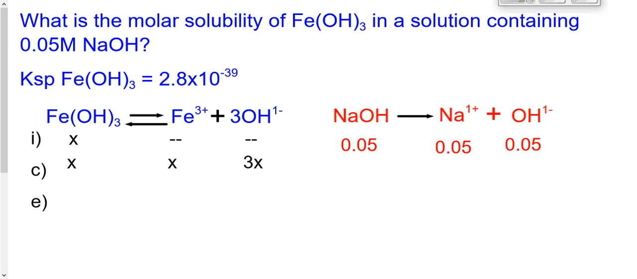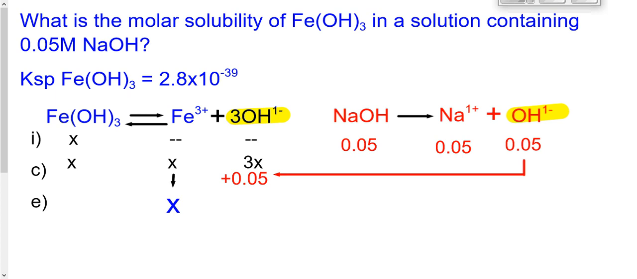So hydroxide is the ion in common. Both salts have hydroxide. So in addition to the 3X amount of hydroxide that we're getting from the breakdown of iron hydroxide, we will also be adding 0.05 moles per liter from the sodium hydroxide. So in addition to the 3X amount that we have from here, we will also add another 0.05 moles per liter from the addition of the sodium hydroxide. So what's the effect of this? What values do we have when we reach equilibrium?